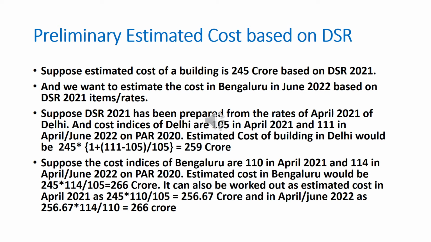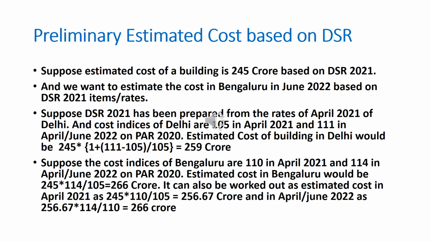But this cost is in Delhi. Suppose the cost indices of Bangalore are 110 in April 2021 and 114 in April or June 2022 on plinth area rates 2020, then the estimated cost in Bangalore would be 245 multiplied by 114 divided by 105, 266 crore, and it can also be worked out as estimated cost in April 2021 as 245 multiplied by 110 divided by 105, that is 256.67 crore, and in April or June 2022 it will be 256.67 into 114 divided by 110, 266 crore.